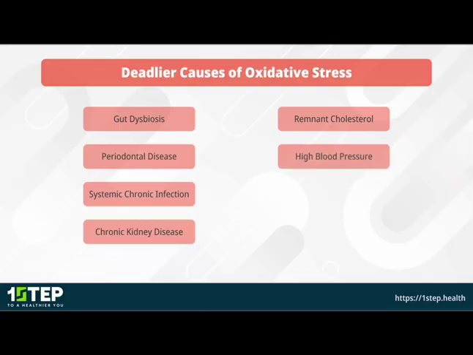High blood pressure, which is when your blood pressure is consistently higher than 140 over 90. Insulin resistance, which is a condition in which your cells don't respond to insulin the way they should. And lastly, autoimmune diseases like asthma, rheumatoid arthritis, and psoriasis.